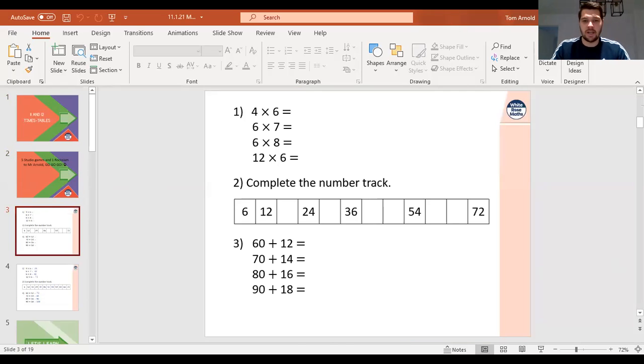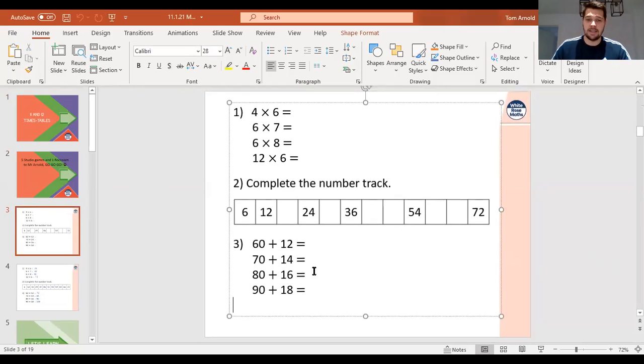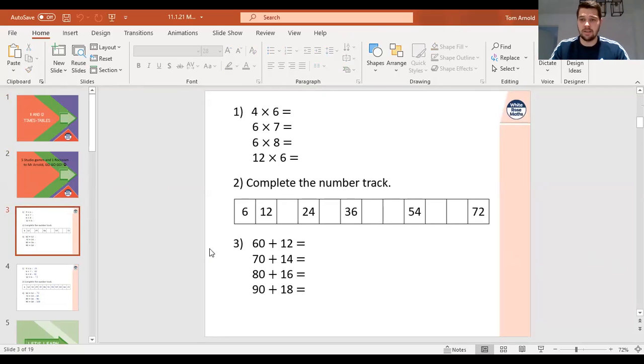And a quick starter for you there. You've got a range of different multiplication questions, filling in the missing number track and see if you can spot the pattern on question 3. Pause the slide now because I'm going to head over to the answers.